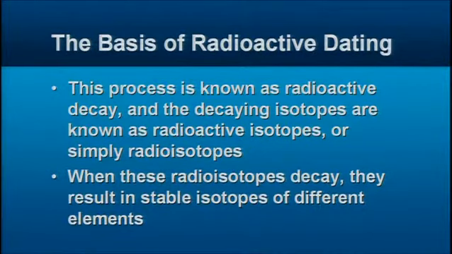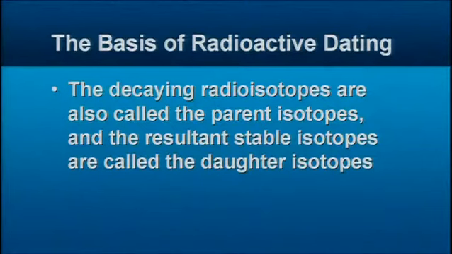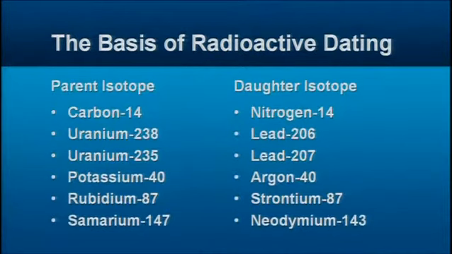Okay, so you go from a parent element to a daughter element. The decaying isotopes are called parent, and the resultant stable isotopes are called daughters. Okay, the parent decays and changes to a new element, which is a daughter element. It's not that difficult, you just got the terminology to get your brain around. And so there's ones of interest to us tonight that are of interest to geologists and archaeologists.